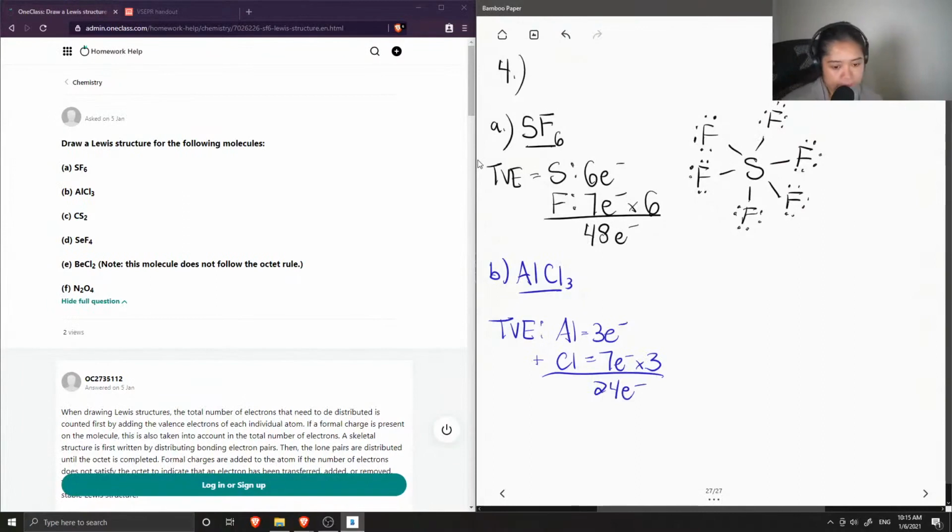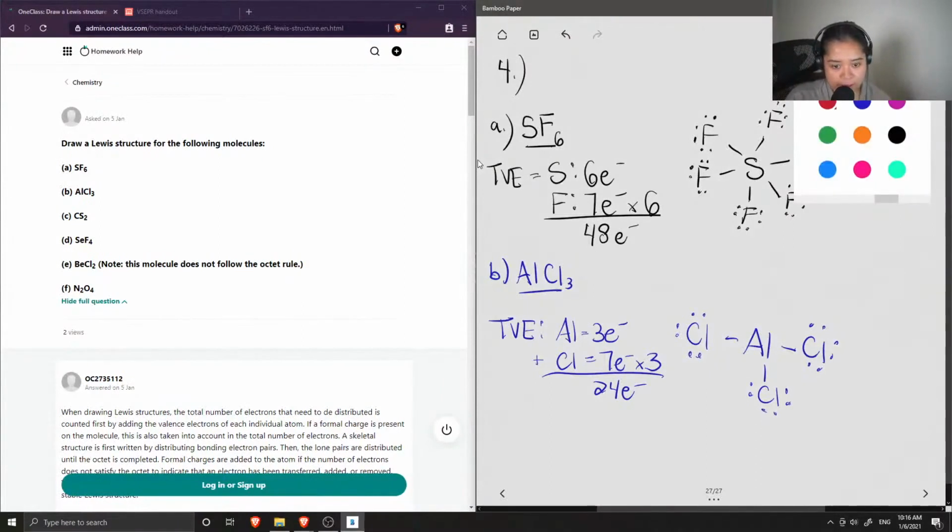Okay, so now let's draw aluminum as our central atom and the 3 chlorine atoms around it, showing all of their lone pairs. If we were to count out how many electrons I've drawn so far, 2 in each bond, this is already 24, so we don't need to add any additional lone pairs on aluminum. And that is the following Lewis structure.